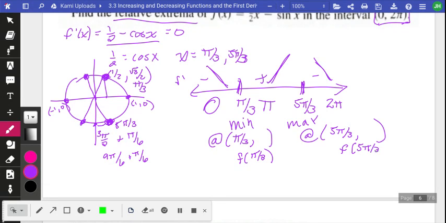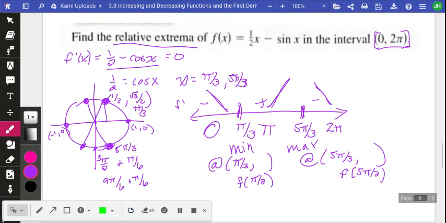So for actual ordered pairs, you have to plug into the original. If you're looking for a location on your graph, you're not going to plug into the derivative. You're going to plug into the actual equation for your graph. So we'll be plugging these into the function above. They're not necessarily going to be pretty answers. I'll have 1/2 times pi over 3, which is pi over 6, and then minus sine of pi over 3, and sine of pi over 3 is root 3 over 2. So it's going to be some sort of ugly number like that, and we don't have to have that exact value.